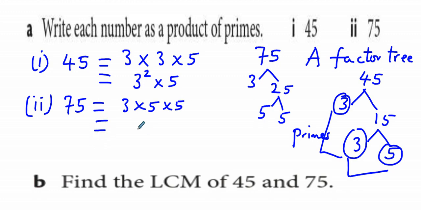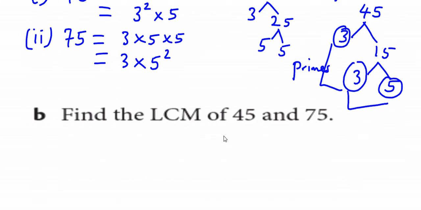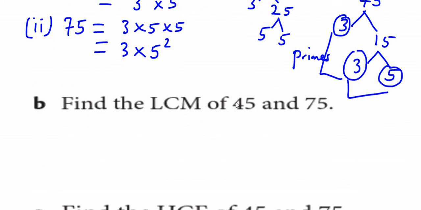But as a form of power, we have 1 3, but over here we have 2 5s. So this will be 5 to the power of 2. So either way, the answer will be correct.